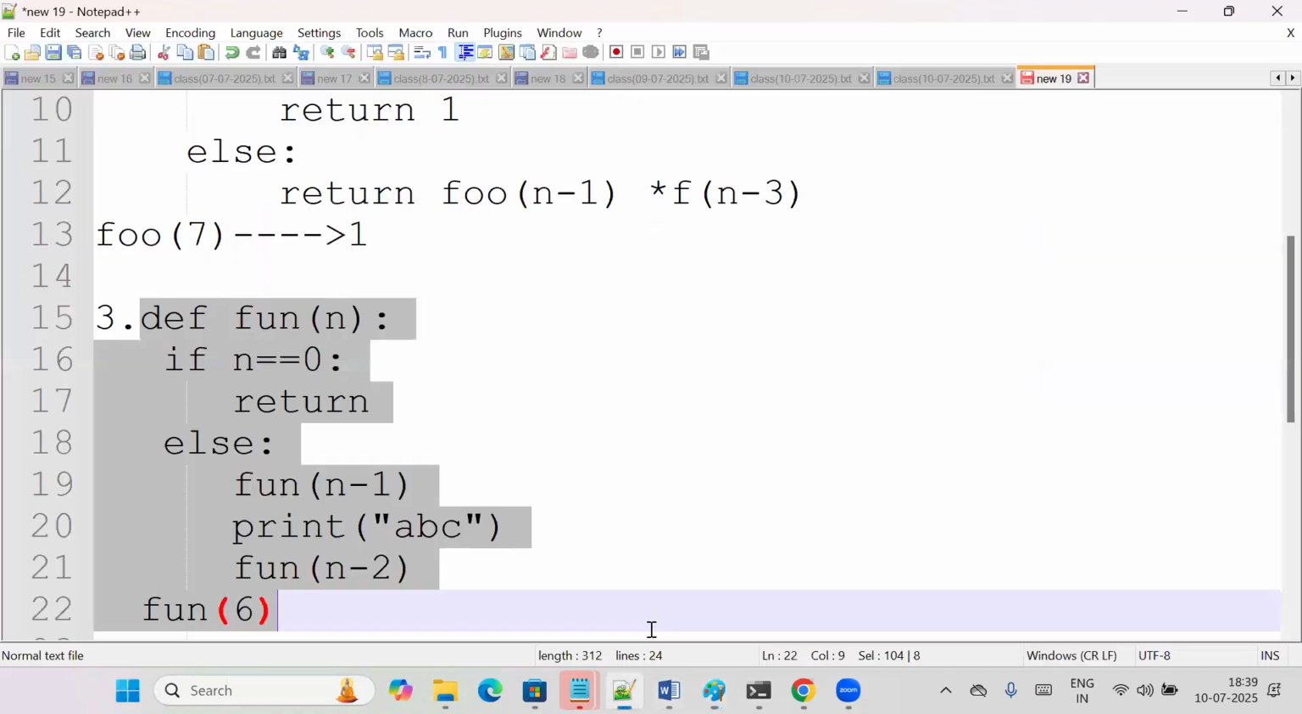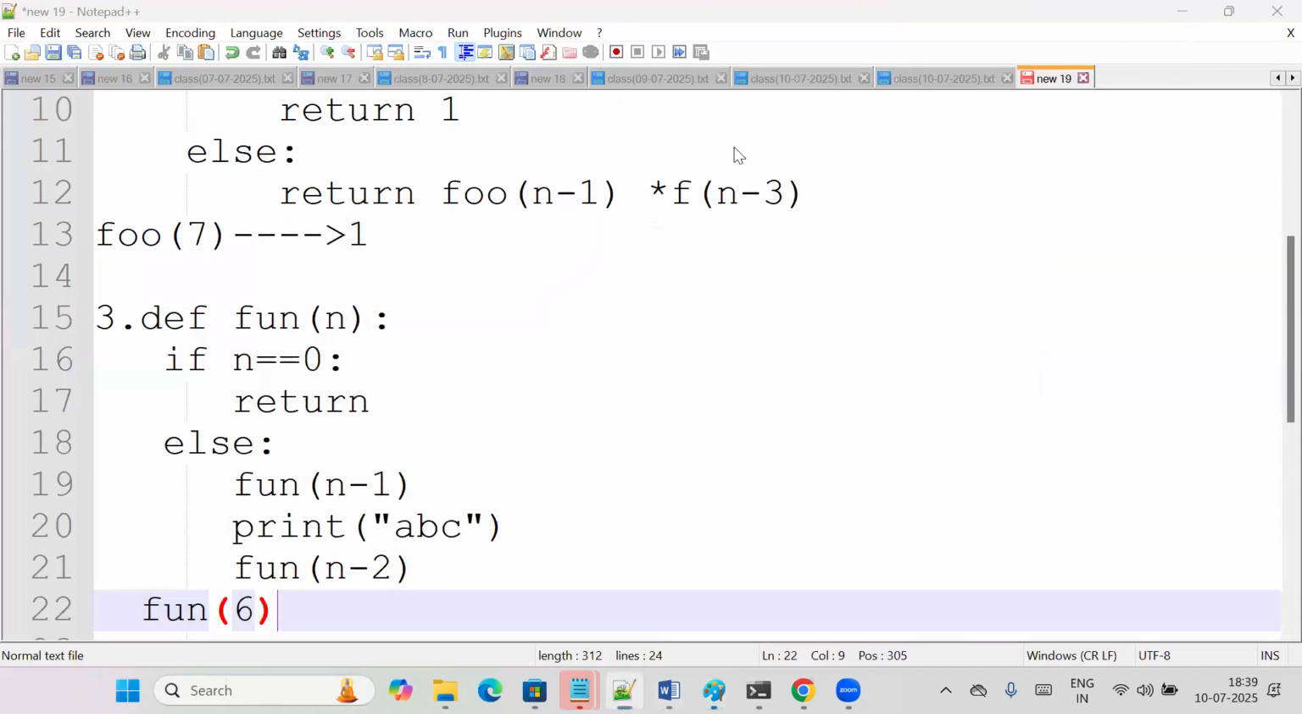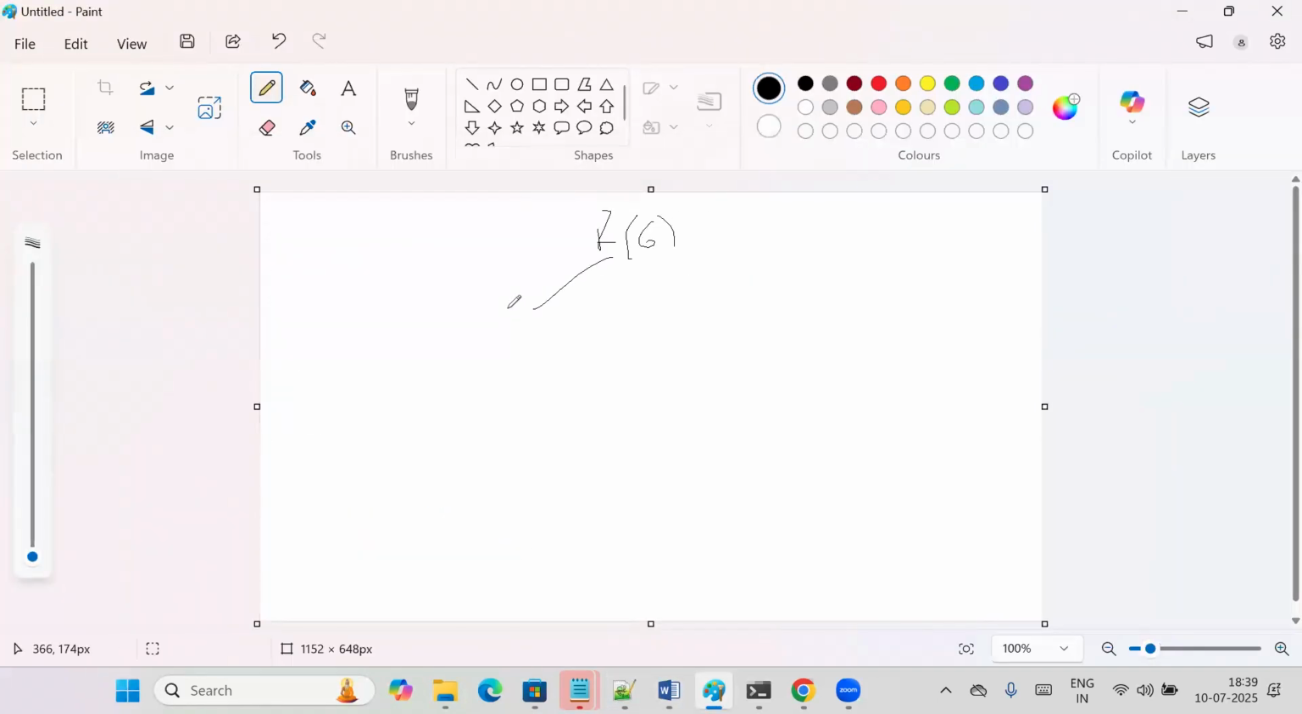F of n minus 1 and n minus 2. Fine. You have n minus 1, which is a 5. Then you have a print. And then you have n minus 2, which is f of 4, guys. Correct. Now see why the depth of the recursion is increased. Here, guys, again, n minus 4. And you are getting here n minus 2, 3. Correct? Fine. Start this one again.